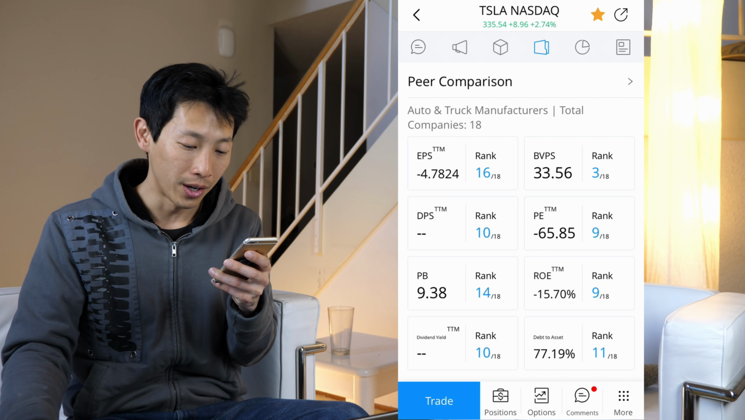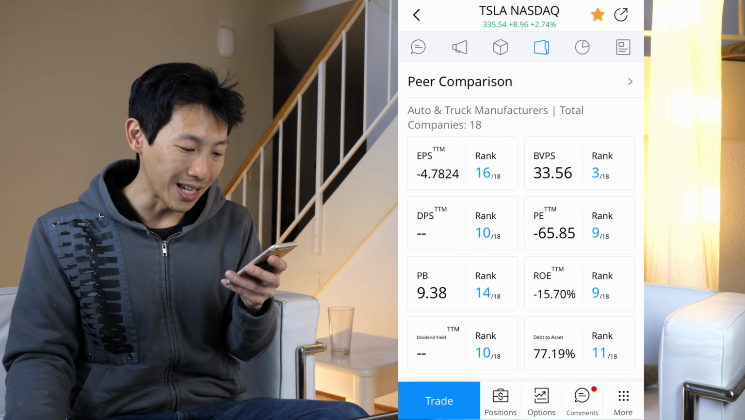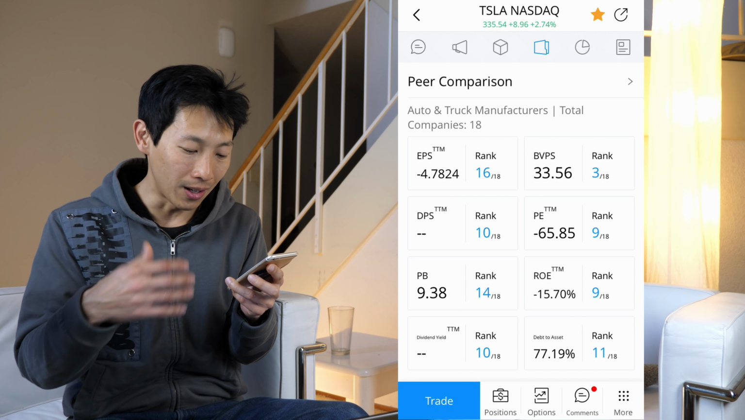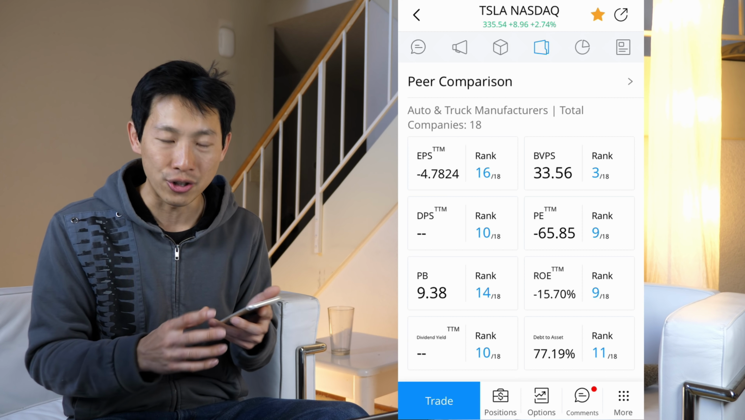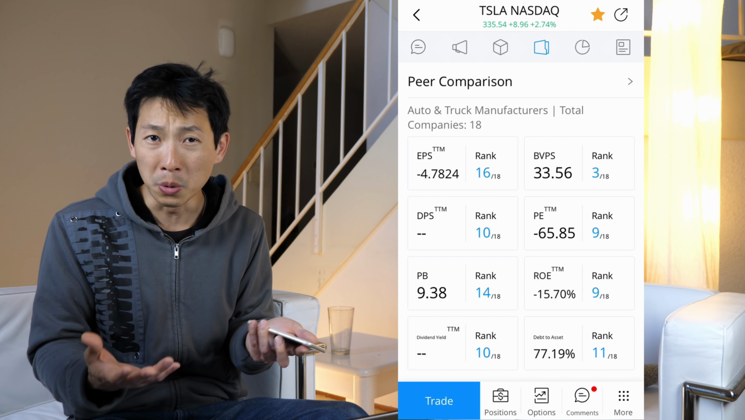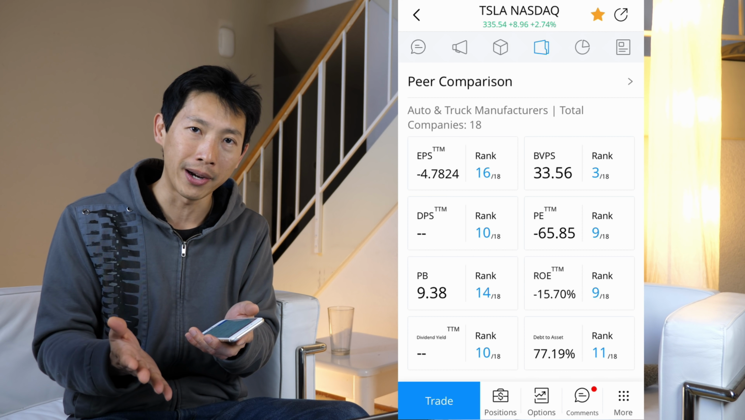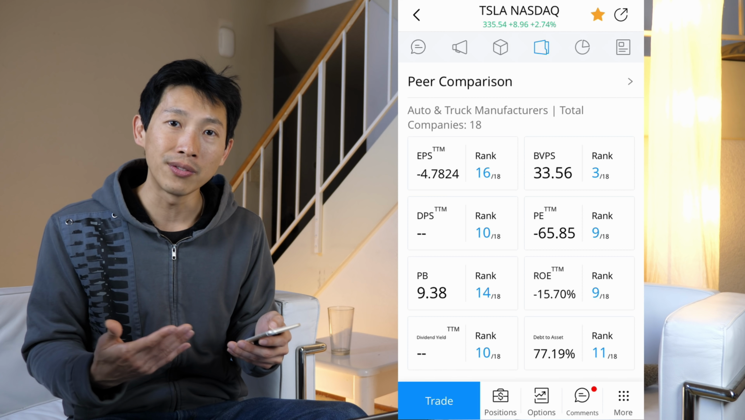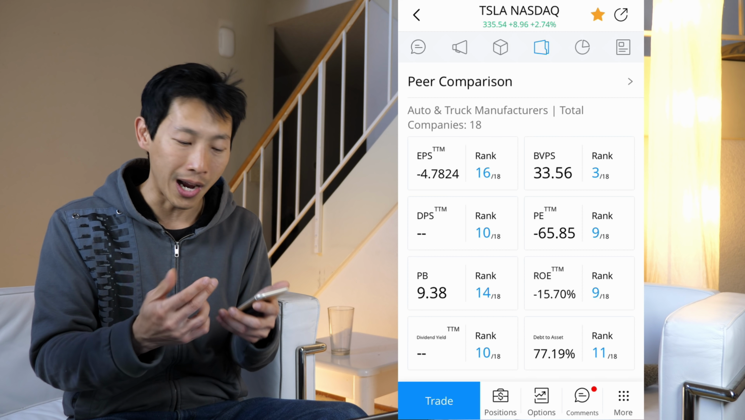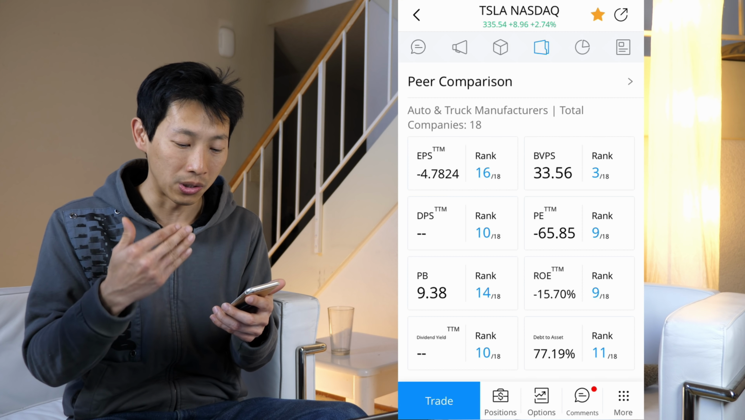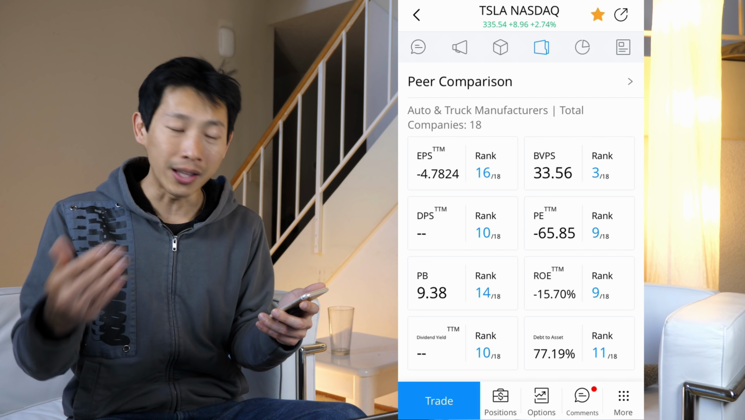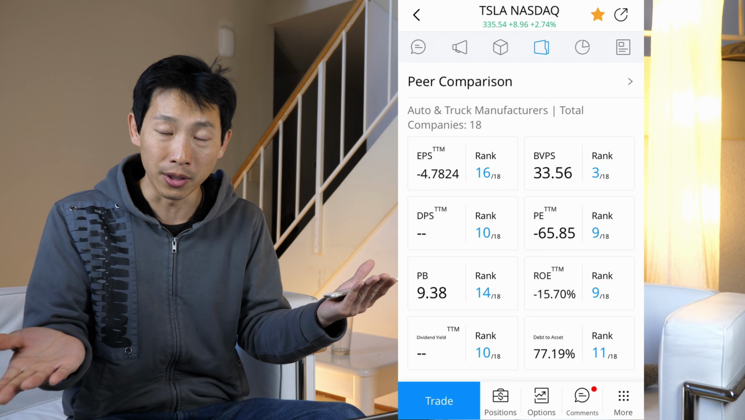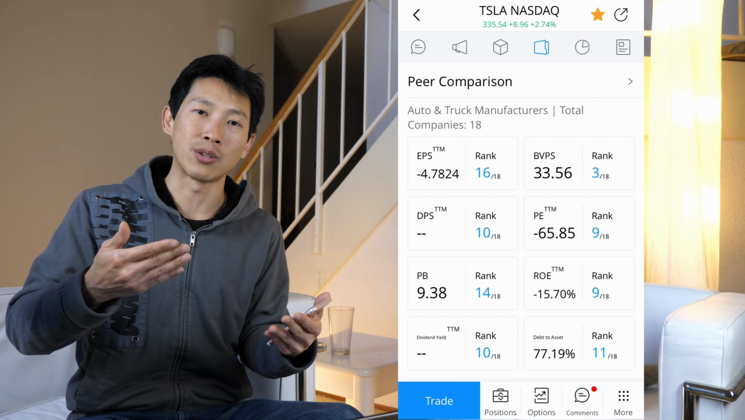Book value per share, rank number 3. PE, price to earnings ratio, trailing 12 months, rank 9. I think all these numbers over here are automatically generated, and it's pretty much useless because it's hard to compare this company to other car companies. Even though it gives you a lot of information, one tab or another, you have to know what you're looking at and not compare it to another stock and just look at the number. You can't just compare two numbers because they're the same metric. You have to realize where it comes from.